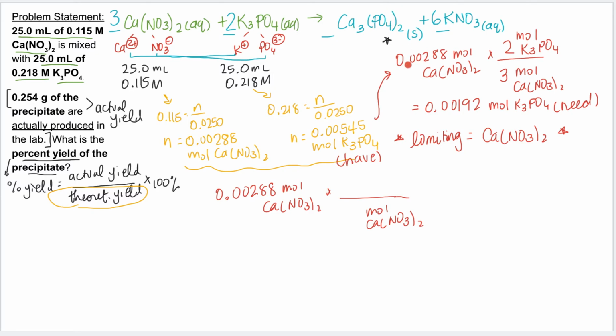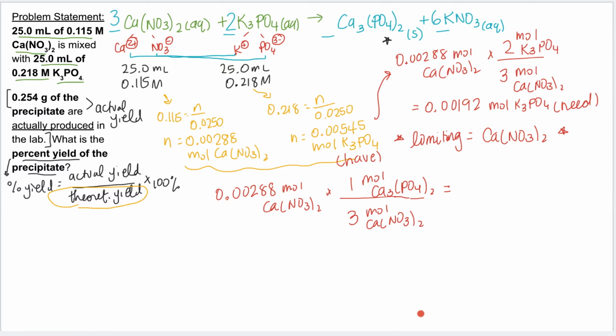So we agreed that the precipitate was calcium phosphate. So let's set up a mole to mole ratio between the moles of our limiting reactant, calcium nitrate, and the moles of what we're looking for, which is going to be calcium phosphate. So that's a 3-to-1 mole ratio. For every 3 moles of calcium nitrate that react, we can get 1 mole of our precipitate.